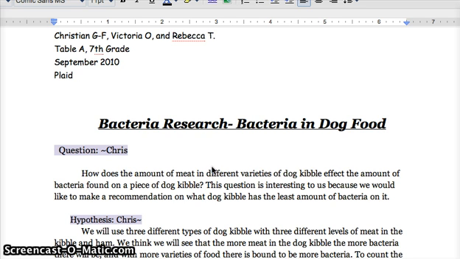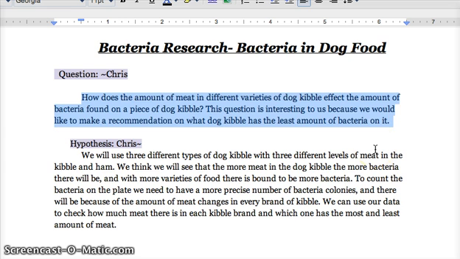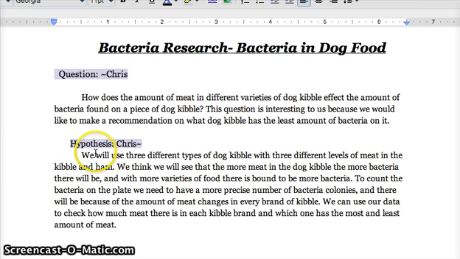Okay, so our question is, how does the amount of meat in different varieties of dog kibble affect the bacteria levels found on a piece of kibble? This question is interesting to us because we would like to make a recommendation on what kibble has the least amount of bacteria on it.